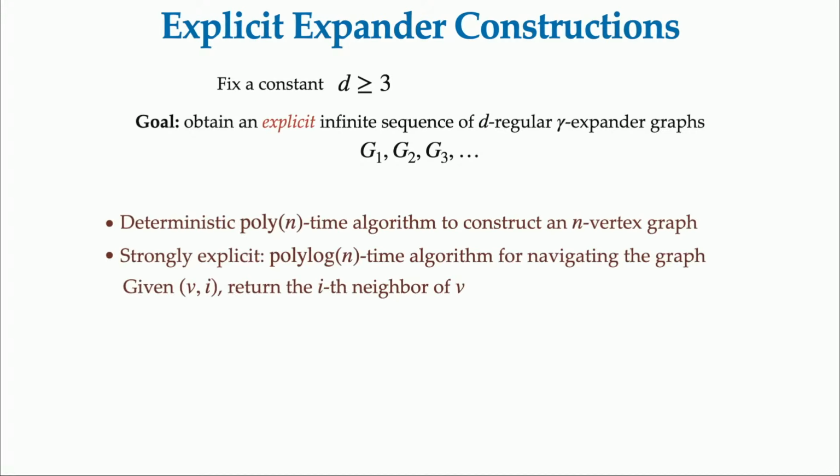So okay, let's refine our goal a little bit. Today we will be talking about obtaining explicit expander constructions. So we not only want the sequence to exist, we also want an algorithm that is deterministic and runs in poly(n) time that can construct an n-vertex graph, which is a gamma expander. Actually, there's a stronger notion that a lot of the graphs that we will discuss today satisfy, which is that of being strongly explicit, which is we even have a local poly-log n time algorithm for navigating the graph. That is, if I give you a vertex, v, you can output its list of neighbors in poly-log time.